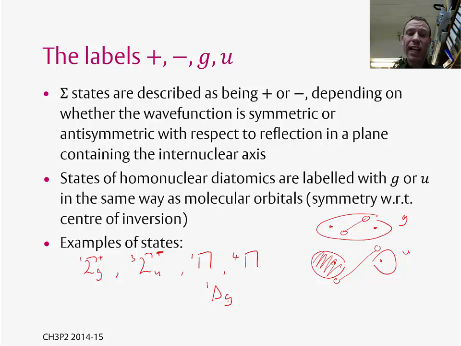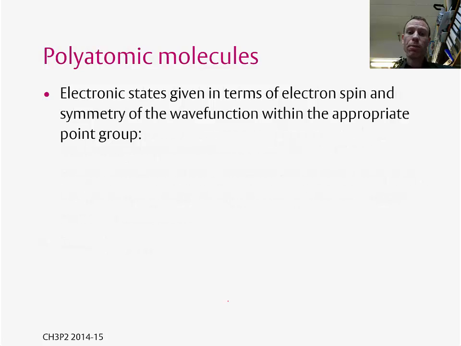This all works for diatomics. If we now go to polyatomic molecules, things are made a little bit simpler. In this case, electronic states are given in terms of the total electron spin, so we need to think about the multiplicity, whether it's singlet, triplet, and so on, and then the symmetry of the wave function within the point group of the molecule.